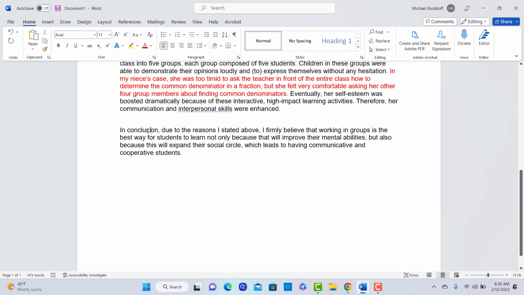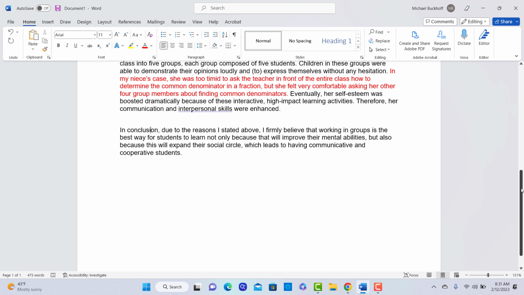Okay, let's look at the last paragraph. In conclusion, due to the reasons I stated above, I firmly believe that working in groups is the best way for students to learn, not only because that will improve their mental abilities, but also because this will expand their social circle, which leads to having communicative and cooperative students.